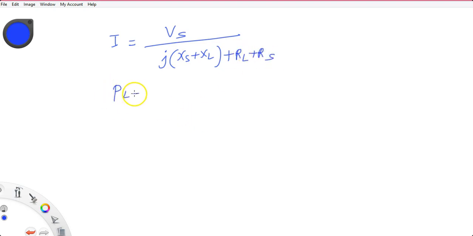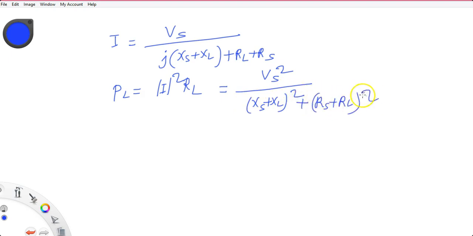So load power by definition is magnitude of I squared into RL, which is Vs squared over the impedance magnitude squared, into RL. For maximum power transfer, we take dPL with respect to dRL, because we are varying RL. In fact, we have two variables, so we do the partial differentiation.